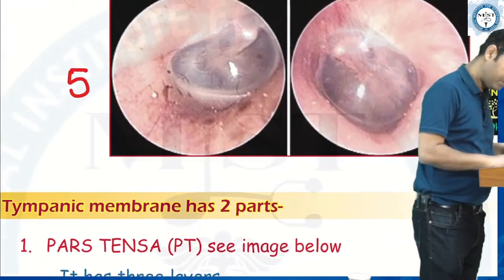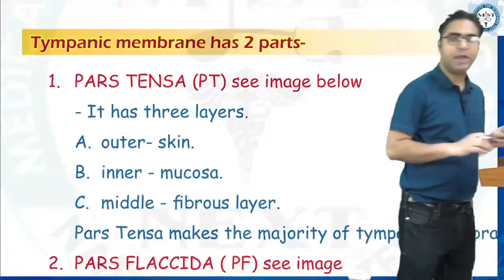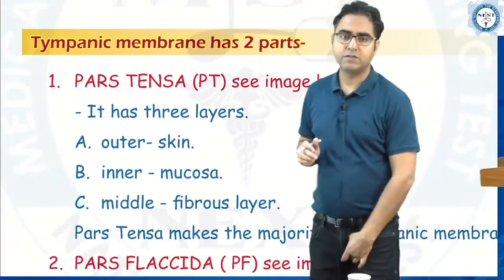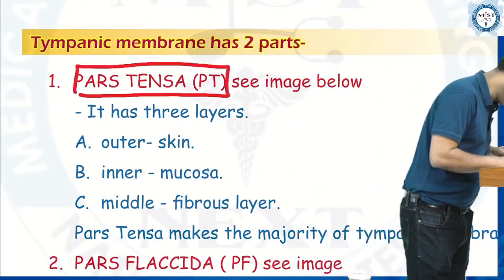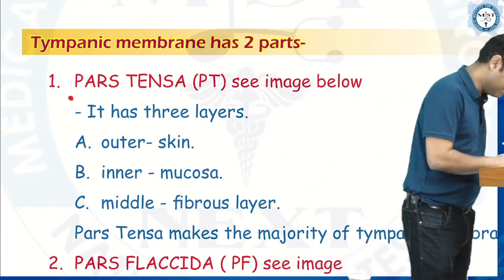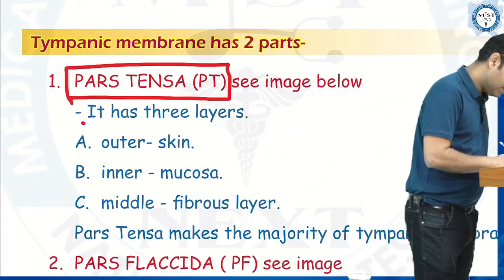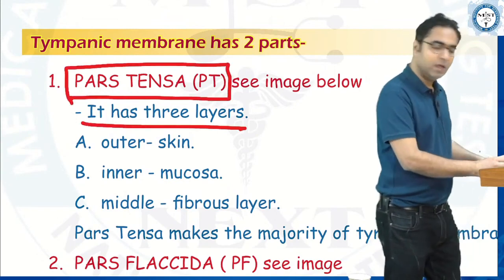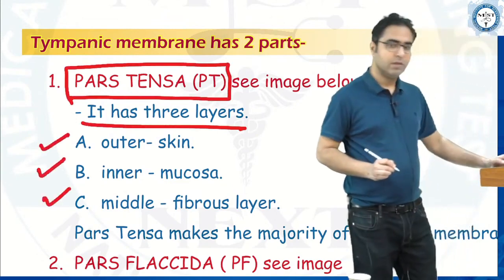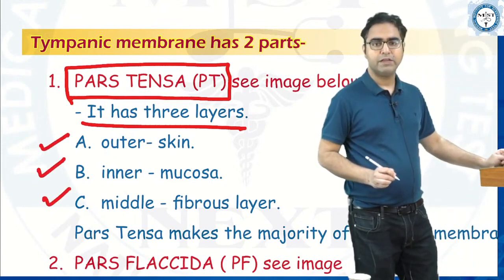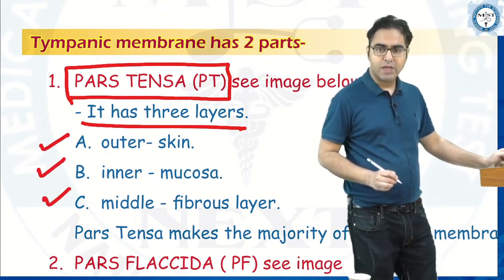Okay, now next one. Now tympanic membrane has two parts, beta: pars tensa and pars flaccida. Number one, pars tensa. Highlight pars tensa, PT. Pars tensa is PT. It has three layers: outer skin, inner mucosa, middle fibrous layer.